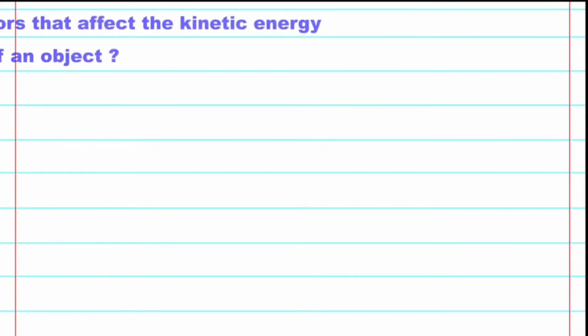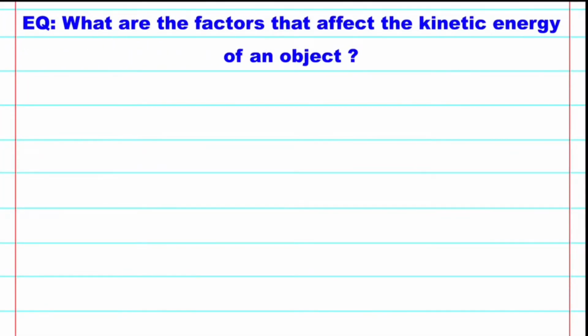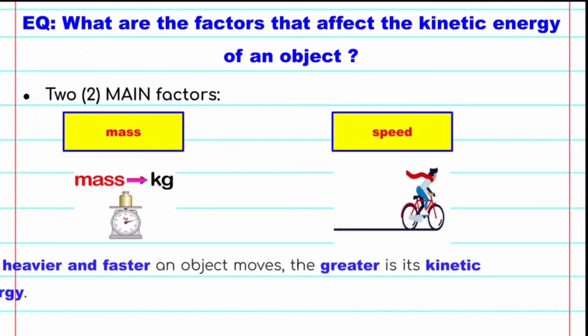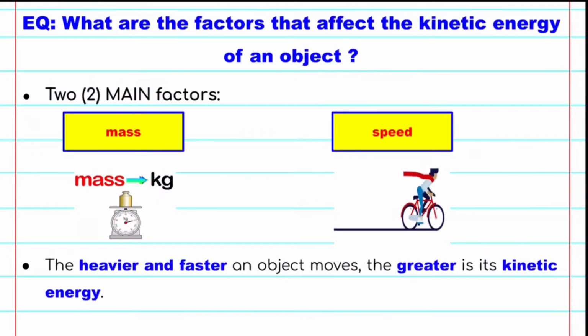Essential question number 2. What are the factors that affect the kinetic energy of an object? The two main factors are mass and speed. This means that the heavier and faster an object moves, the greater its kinetic energy.